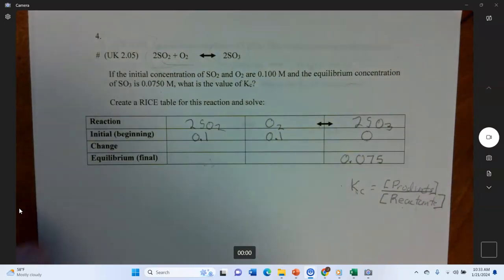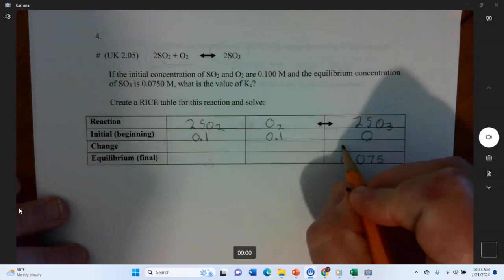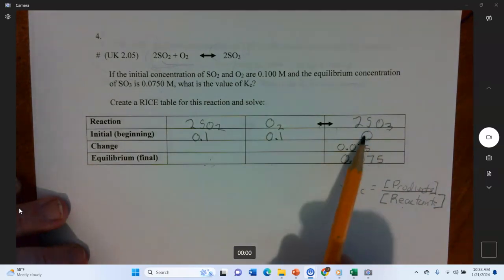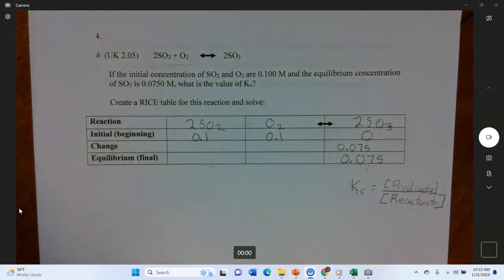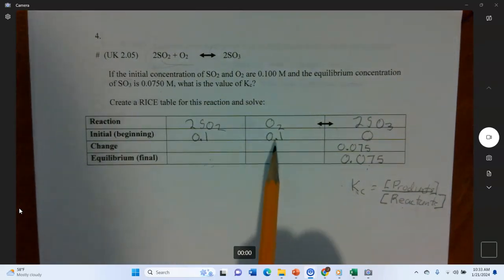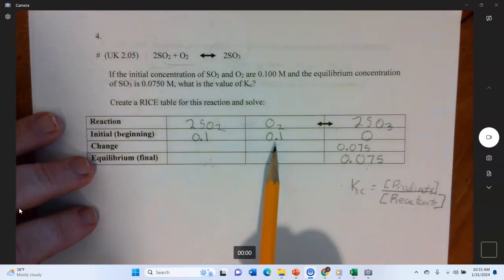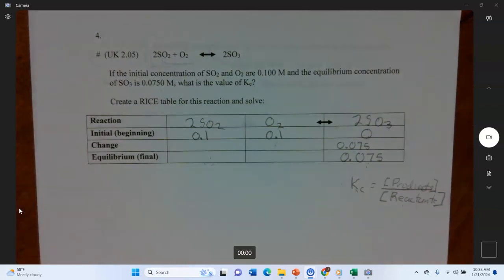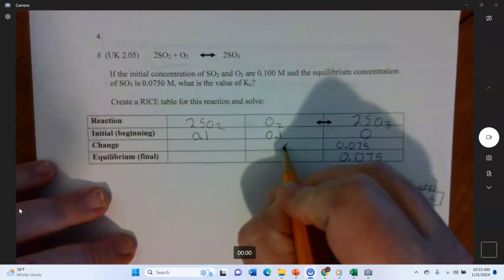So we know that if you started at 0 and ended up with 0.075, then the change had to be 0.075. In other words, you started here, you added this, and you came up with this. That's all, just that simple. Now, what about the equilibrium concentrations down here? Well, the equilibrium concentrations are going to be, you got some change. Now, what is that change? We don't know. So just like in math class, we give it a variable name. It's called x. So there's x.